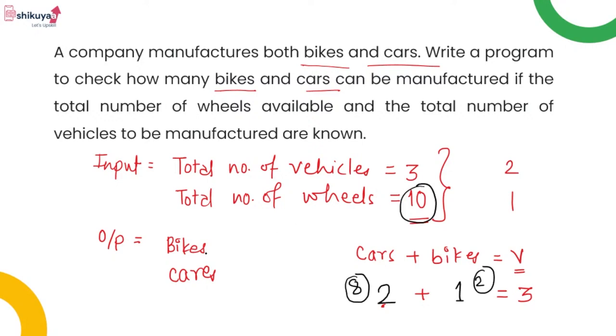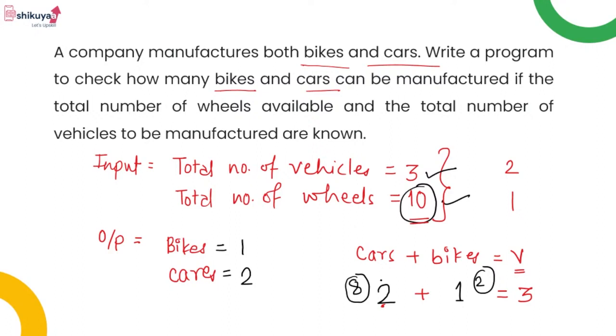So in the output we will have total bikes as 1 and total cars as 2. So a total of 3 vehicles and 10 wheels. If the data which we have entered as input is not valid, then we need to print the invalid input message. So what is the logic for this?